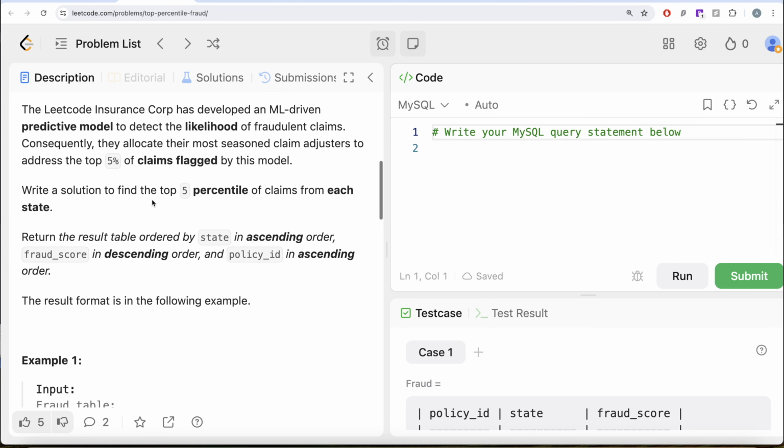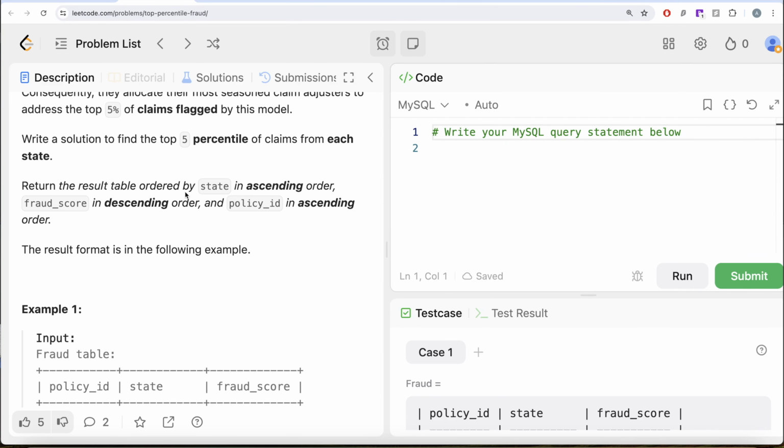Okay. We are asked to write a solution to find the top 5 percentile of claims from each state, and return the result table ordered by state in ascending order, fraud score in descending order, and policy ID in ascending order.